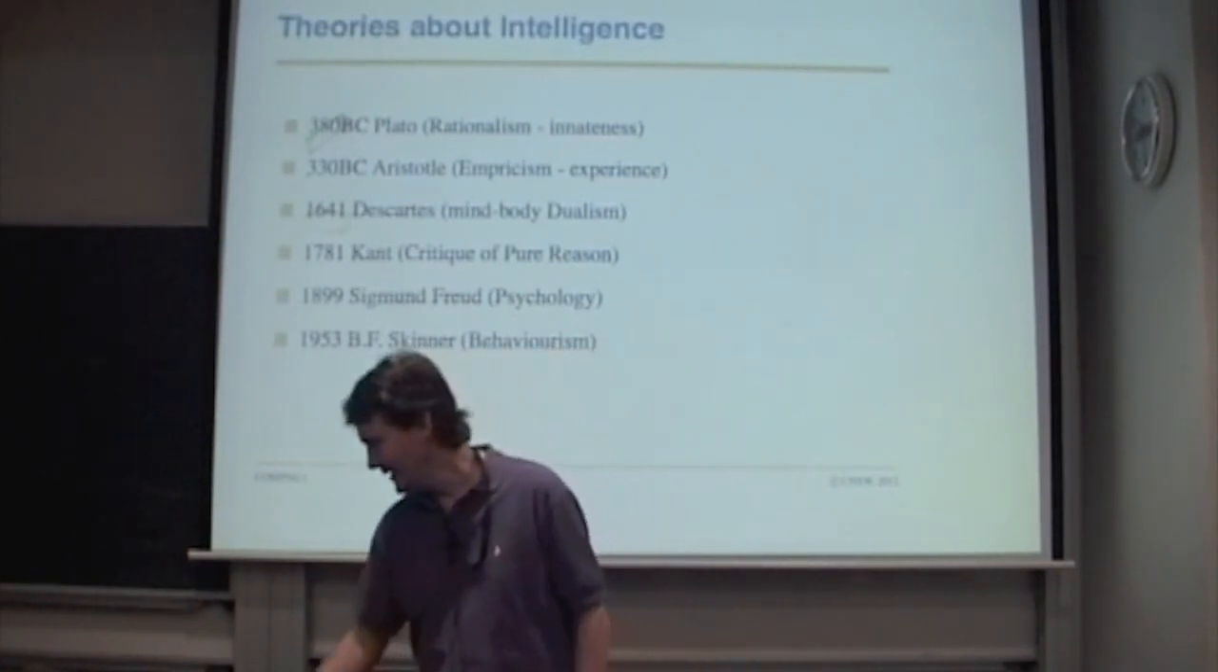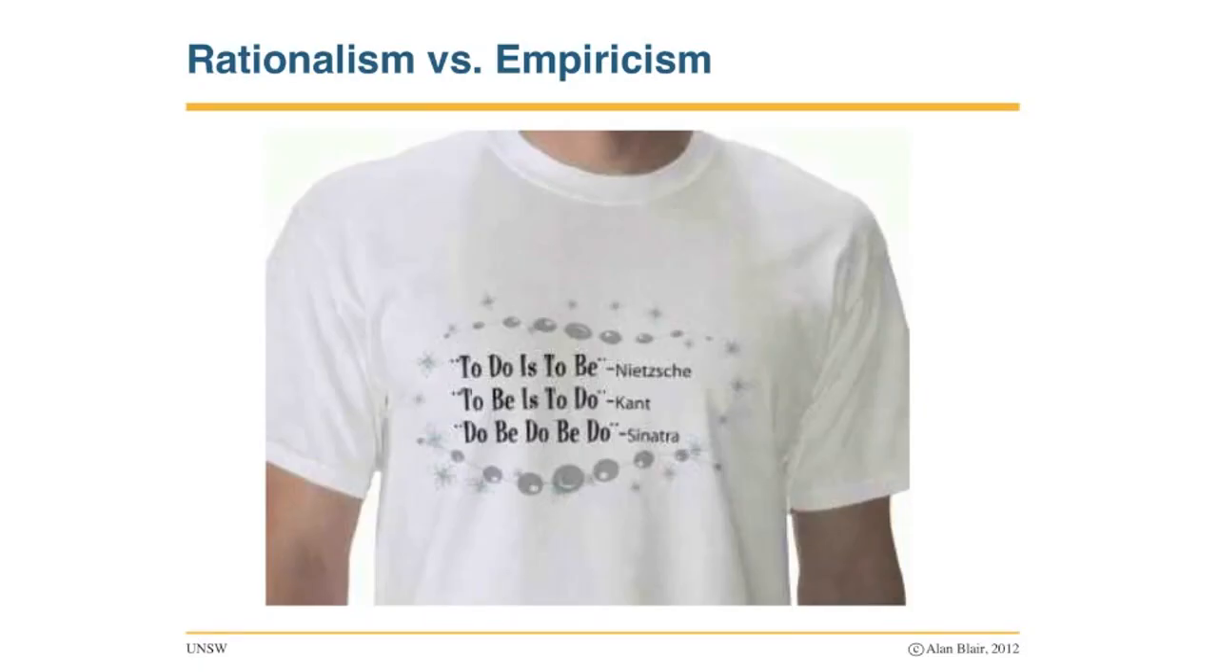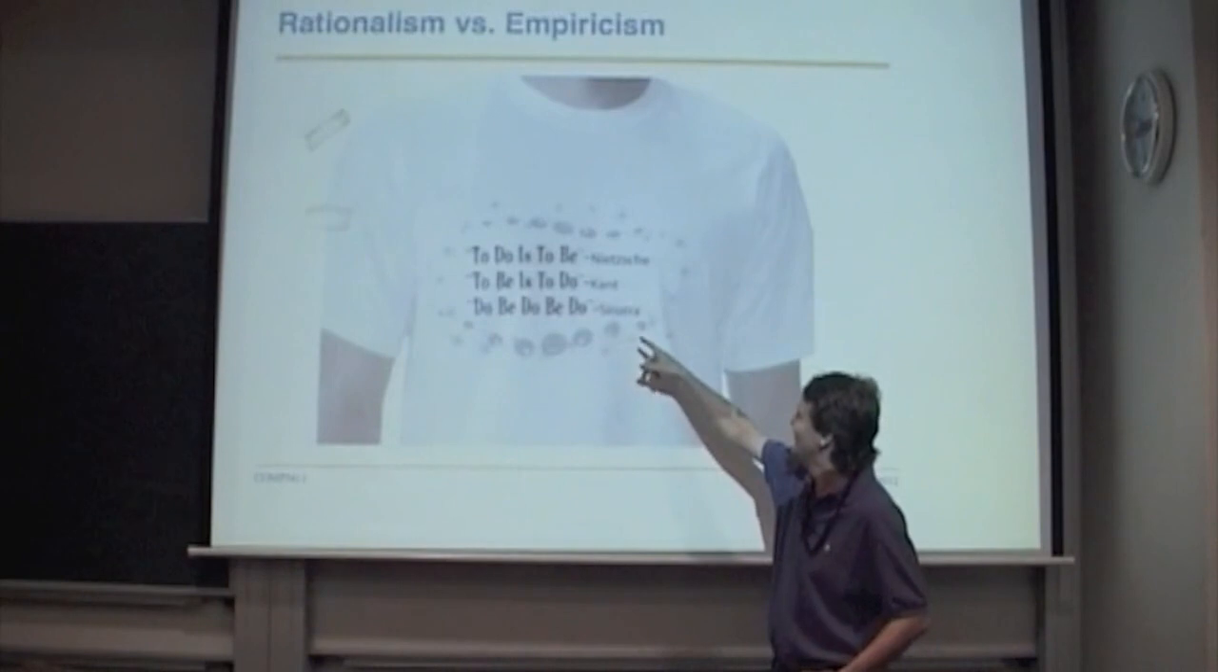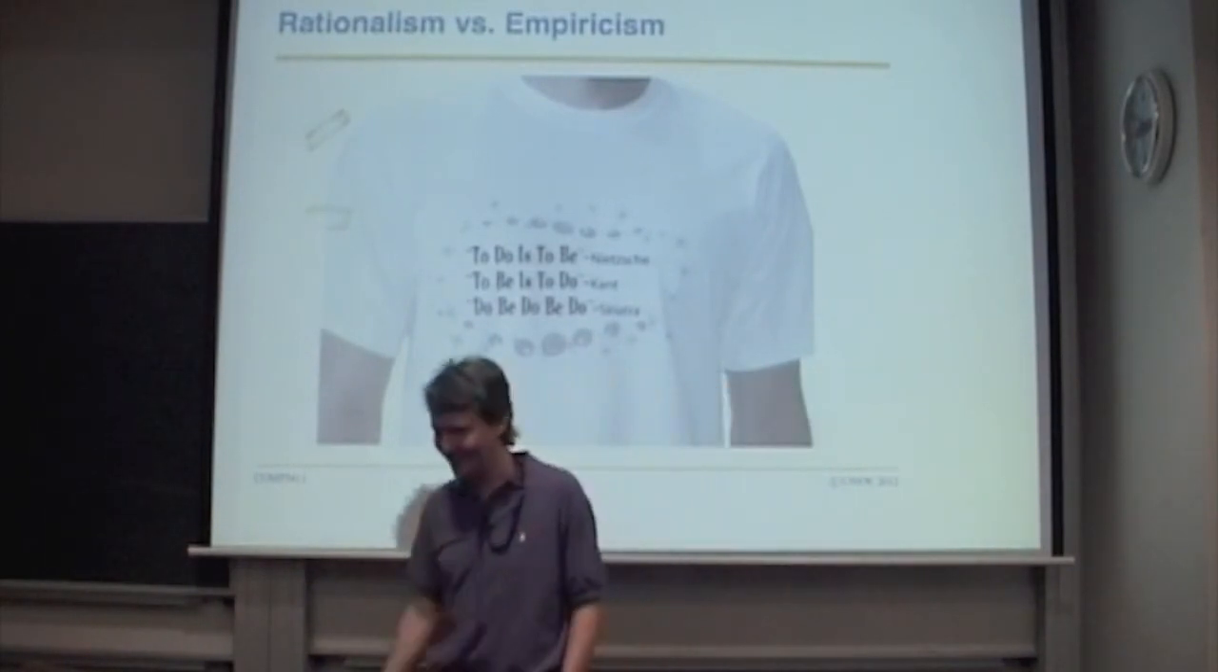And I think perhaps the last word on this rationalism empiricism debate goes to a very popular T-shirt. Nietzsche is saying to be is to do, Kant is saying to do is to be, and Frank Sinatra is saying do be do be do.